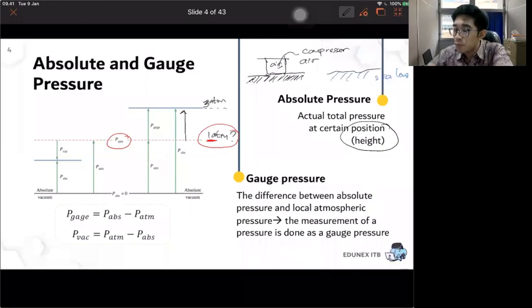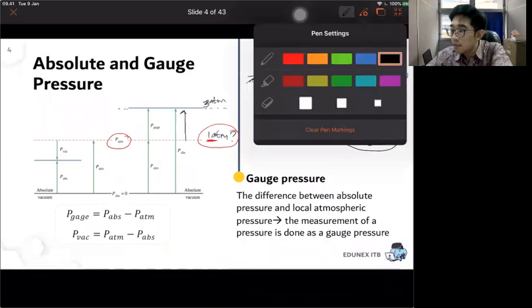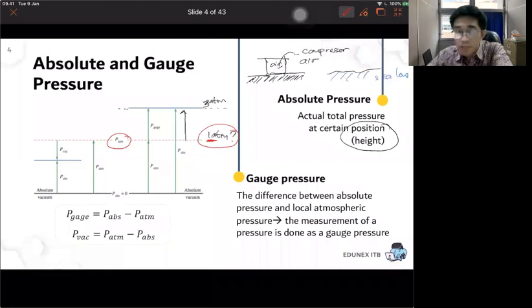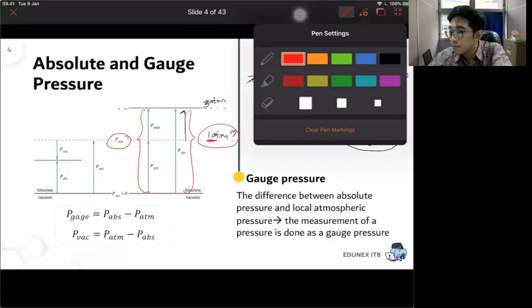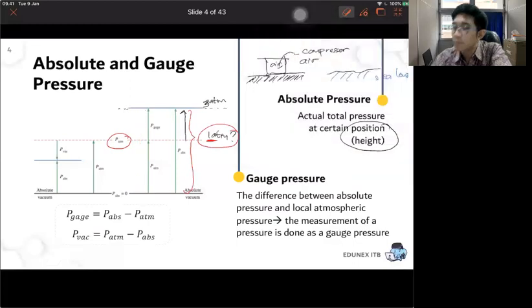Since the initial pressure is 1 atm, or atmospheric pressure, then if you increase it by compression to this point, the absolute pressure inside the tank will be this value, right? This is the absolute pressure value of the tank, which is already compressed. How much is the value of the absolute pressure? 3 atm.